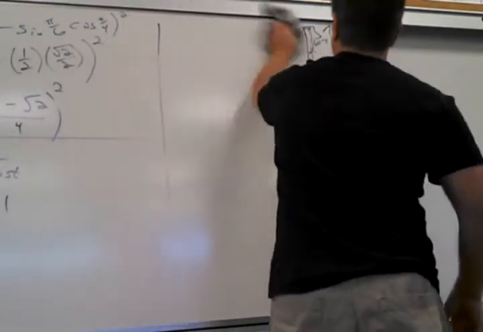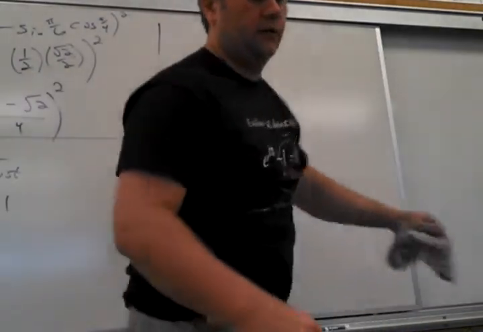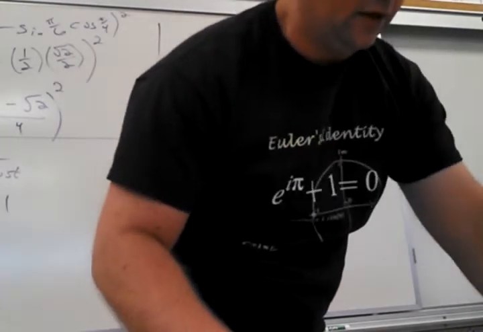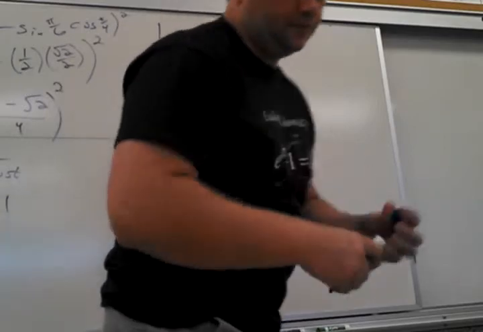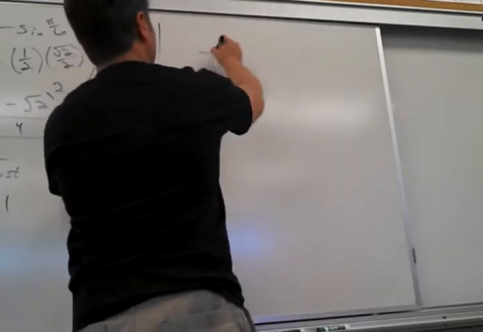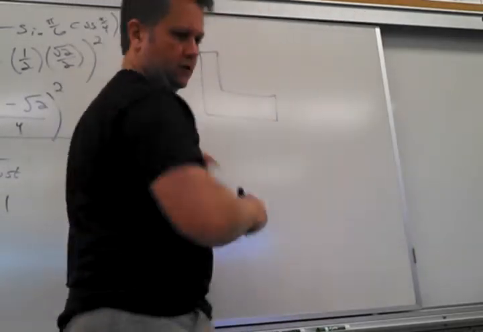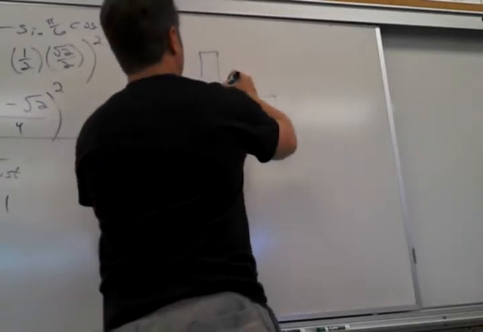The name of the problem is interesting. It sounds like a really weird pub in England or something. The Tethered Cow. So we've got basically this shape here, right? We've got this poor little cow dude.